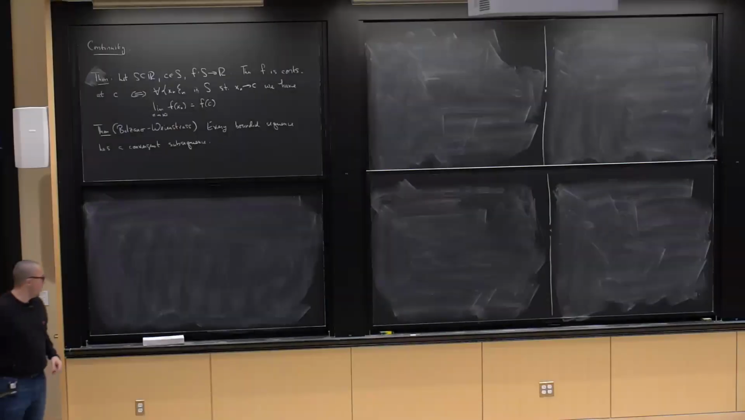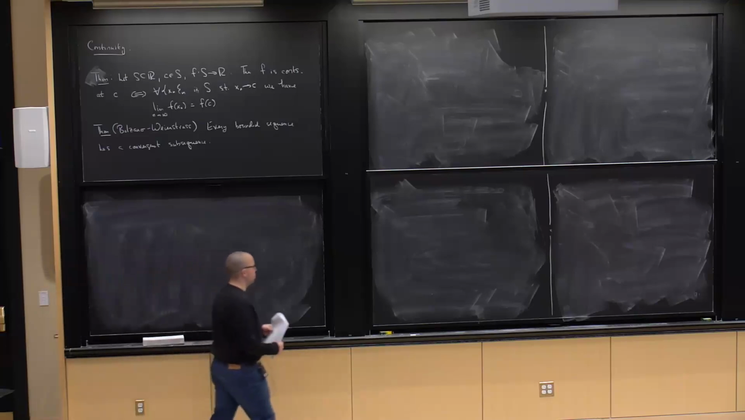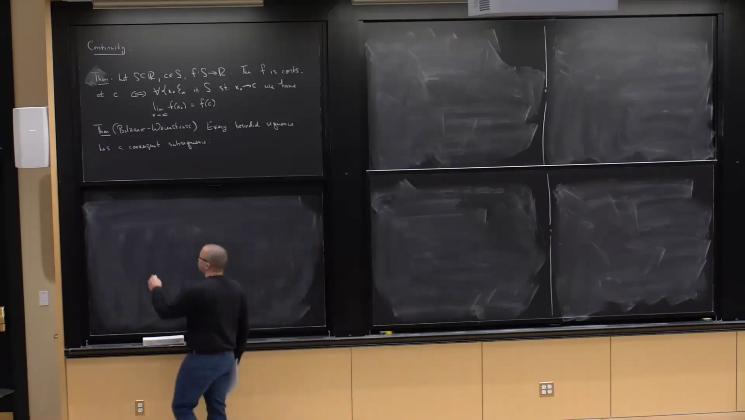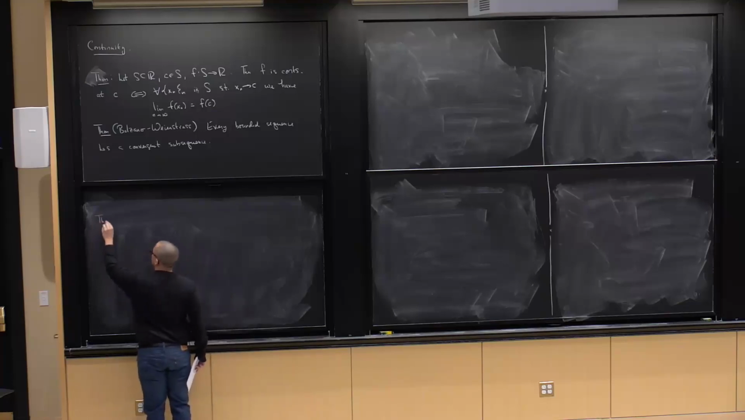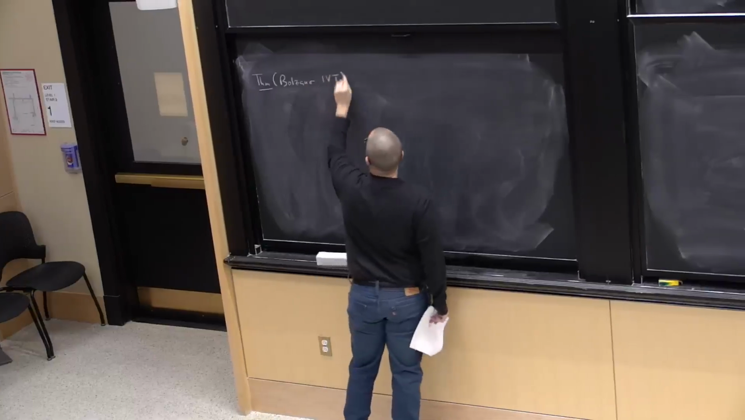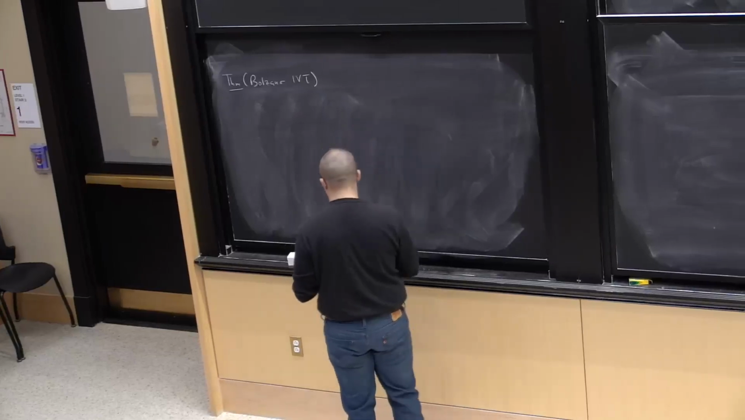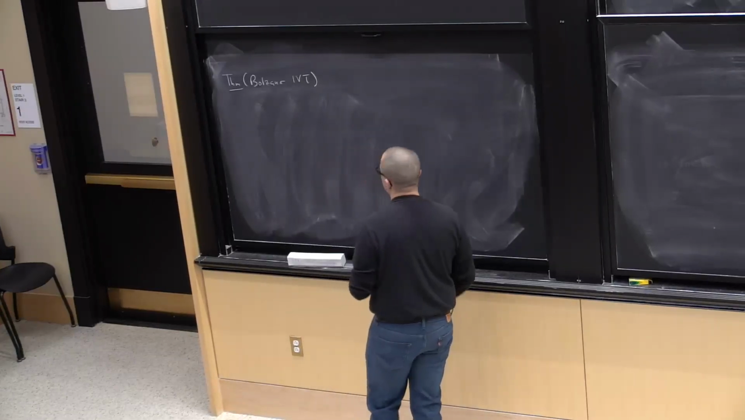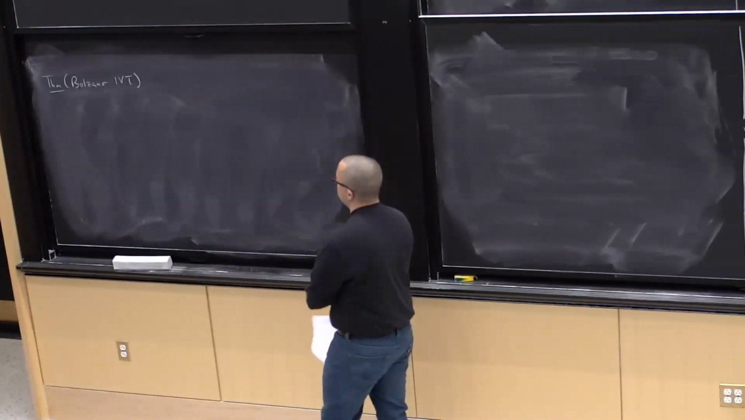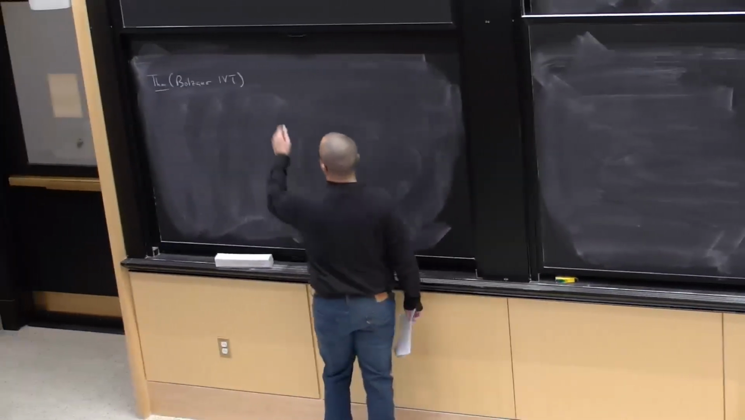So last time, we finished by proving Bolzano's intermediate value theorem, which states that a continuous function achieves all values in between the function evaluated at the endpoints.